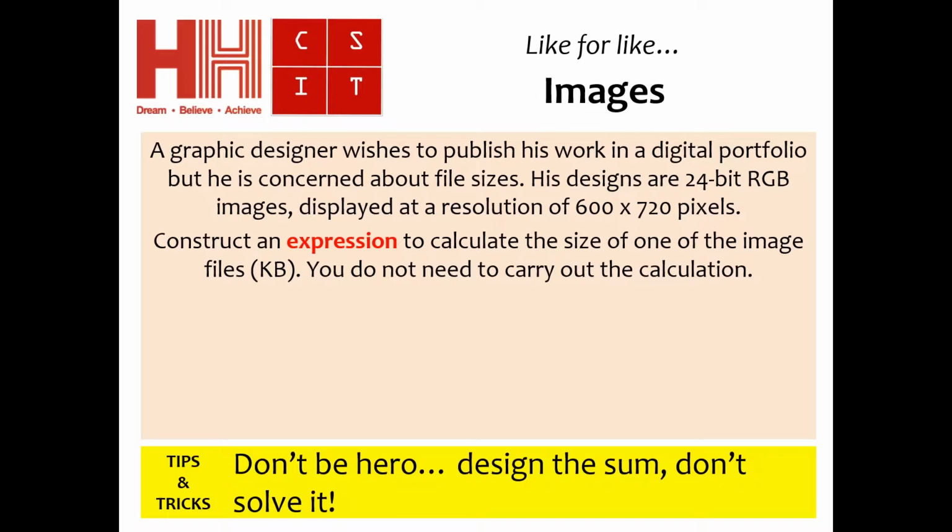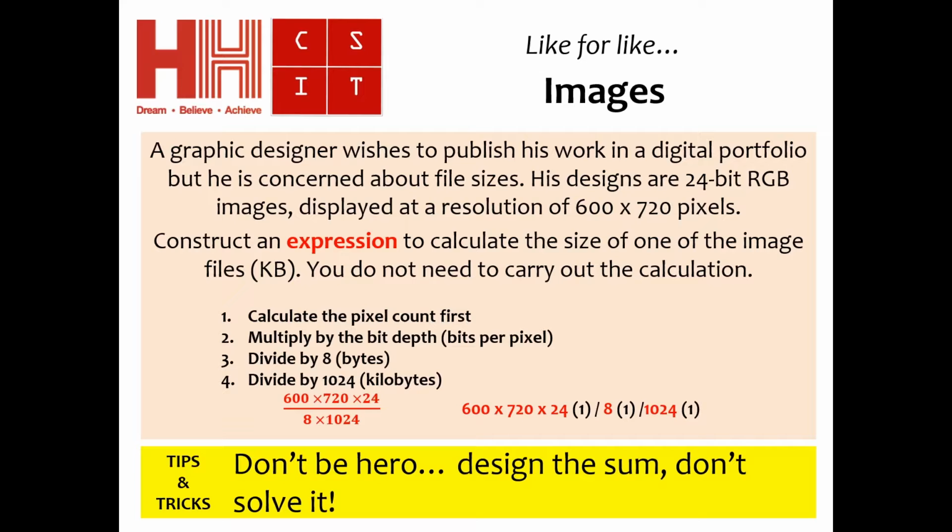Okay, so let's quickly do the calculation. The way we do this is first we find out how many pixels there are, so we do 600 times 720. We take that number and multiply it by the bit depth, which is the number of bits per pixel, and that was 24. So I've now got 600 times 720 times 24. I divide it by 8 to get that into bytes, because that was in bits. Then I divide that whole number by 1024 to turn bytes into kilobytes. So what I end up with is this equation here.